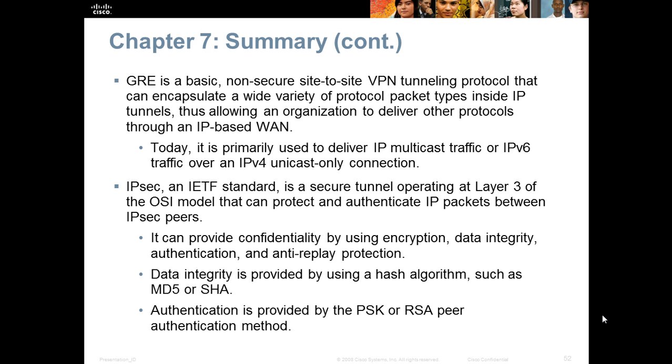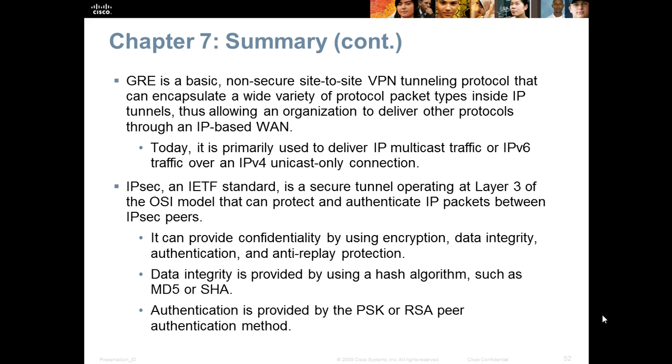GRE is a basic, non-secure, site-to-site VPN tunneling protocol that can encapsulate a wide variety of protocol packet types inside IP tunnels, thus allowing an organization to deliver other protocols through an IP-based WAN. Today it is primarily used to deliver IP multicast traffic or IPv6 traffic over an IPv4 unicast-only connection.